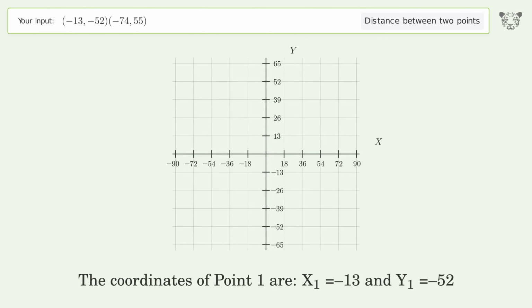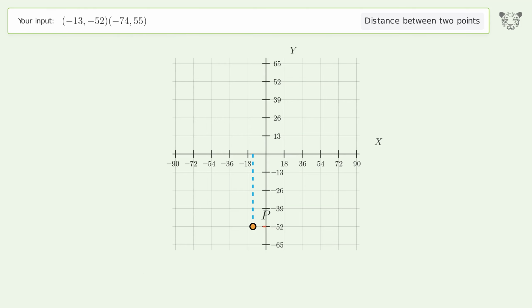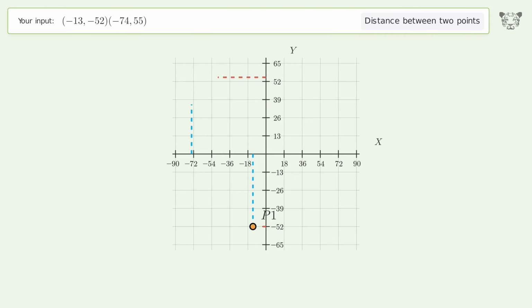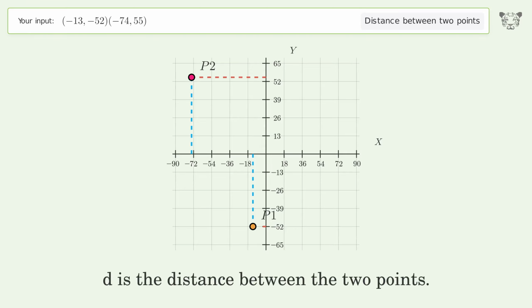The coordinates of point 1 are x1 equals -13 and y1 equals -52. The coordinates of point 2 are x2 equals -74 and y2 equals 55. D is the distance between the 2 points.